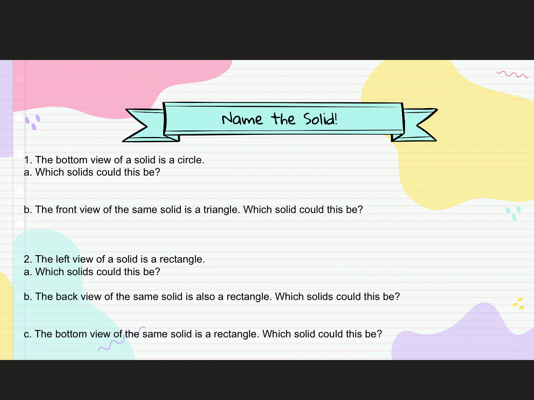The bottom view of the solid is a circle. Which solid could this be? All right, so thinking in terms of what we just did, solids that have a bottom view of a circle, we said are cylinders, spheres, and cones. All right. The front view of the same solid is a triangle.